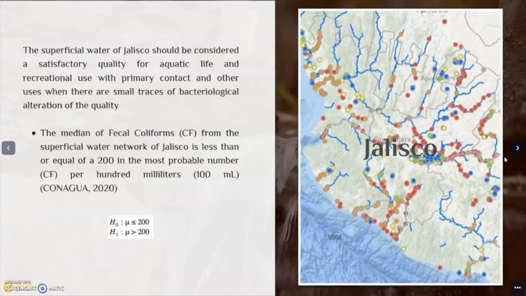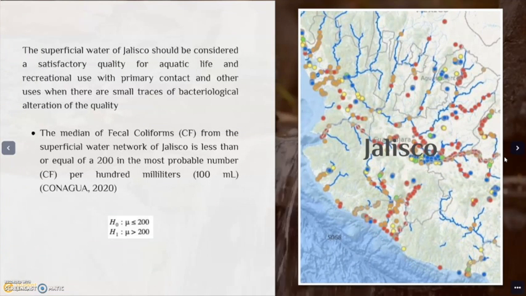The superficial water of Jalisco should be considered satisfactory quality for aquatic life and recreational use with primary contact and other uses when there are small traces of bacteriological alteration of the quality. So the statistical hypothesis in this one would be the median of fecal coliforms from the superficial water network of Jalisco is less than or equal to 200 in the most probable number of fecal coliforms per 100 milliliters. The null hypothesis would be median less than or equal to 200, and the alternative hypothesis would be median greater than 200.